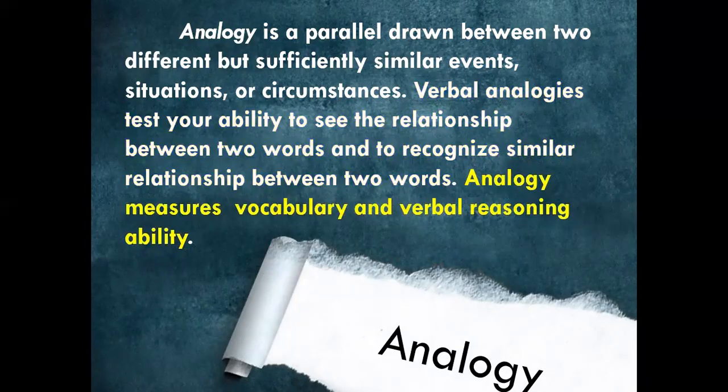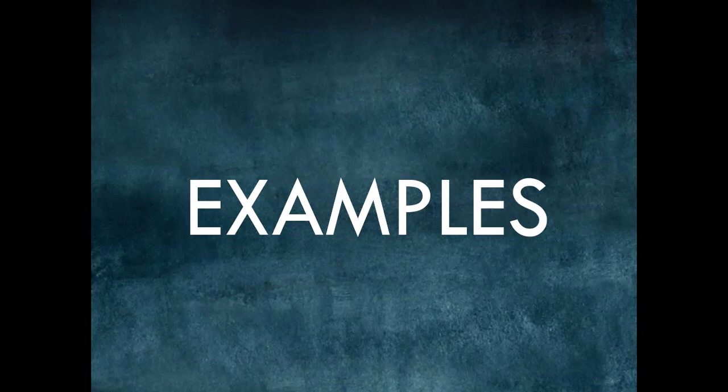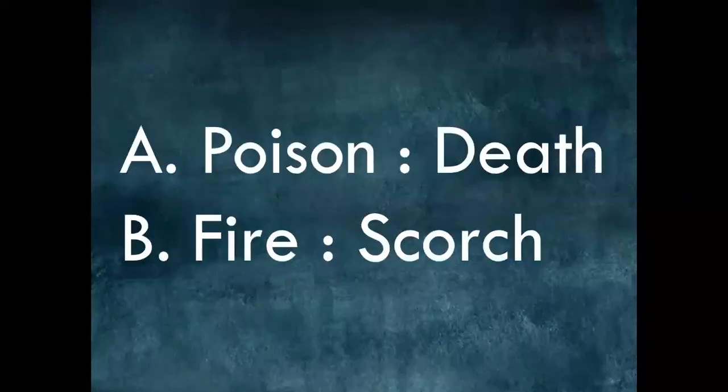Now, this is actually one of the skills that you need to master. We are going to analyze the relationship between two words. And here are some examples of verbal analogy or word relationship. Poison is to death, fire is to scorch.